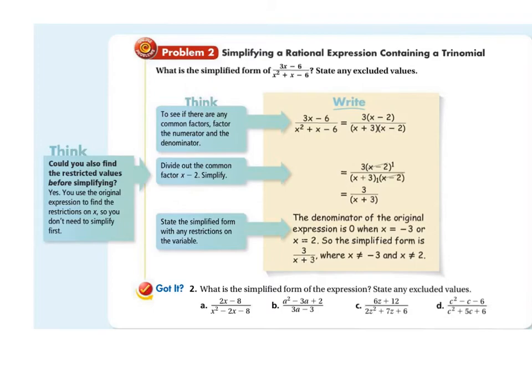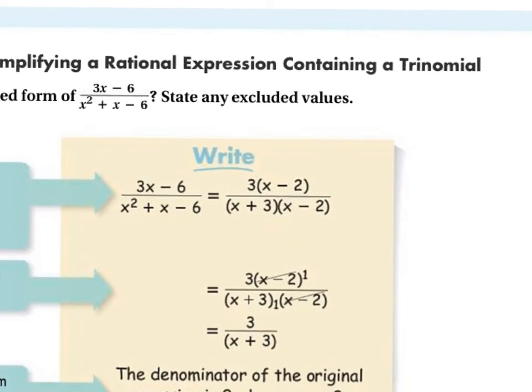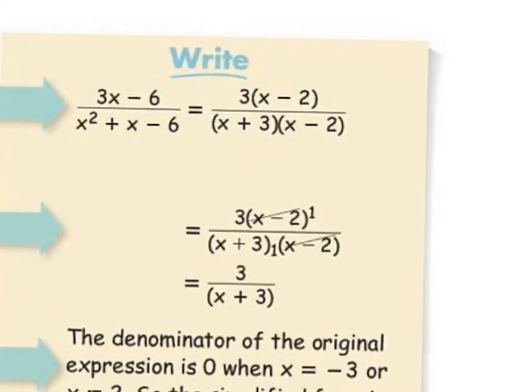Problem 2, they want us to simplify this. What's different here is we have a trinomial instead of a binomial, and so we're potentially going to have to factor that into 2 binomials. If you look in the numerator, they factored that out as 3 times the quantity x minus 2. 99% of the time, they're going to give you something that at least part of this can cancel out. At least some of the factors can cancel.